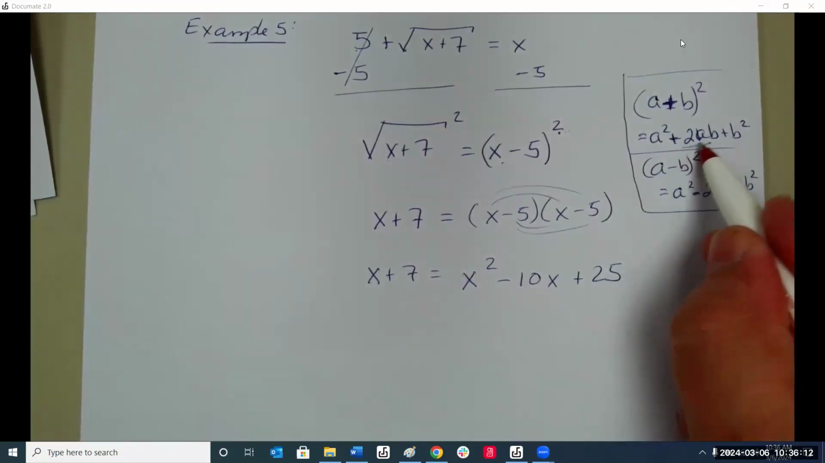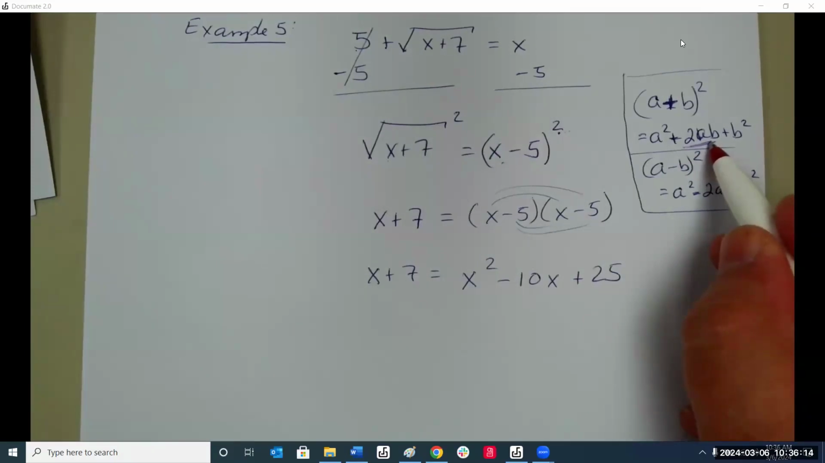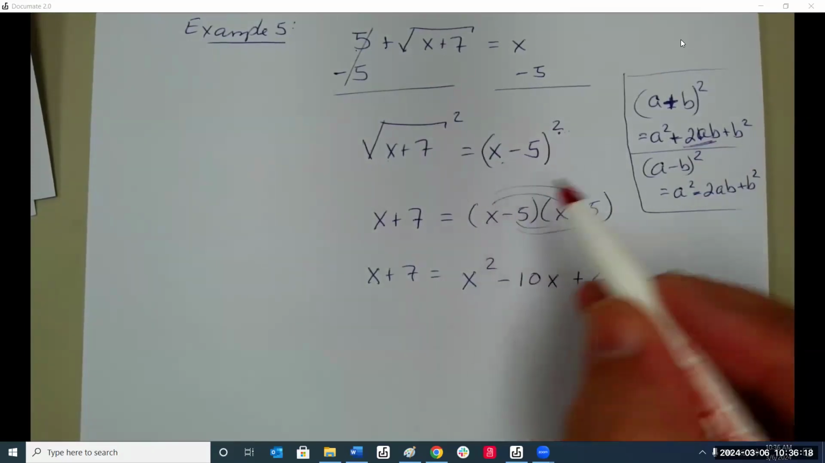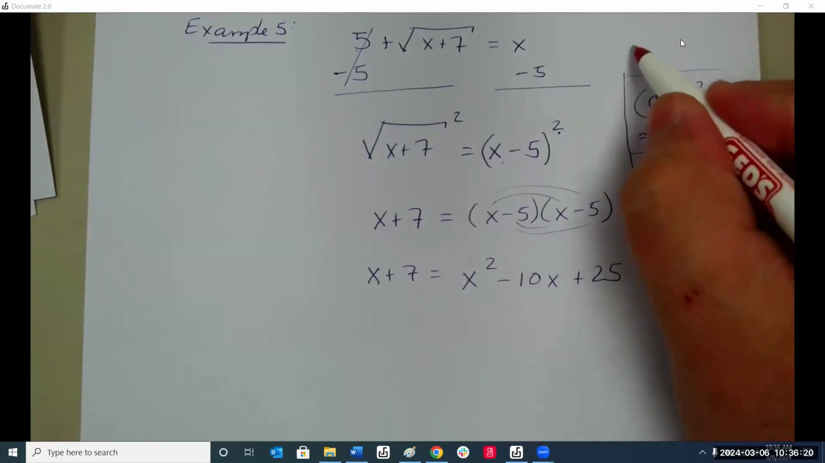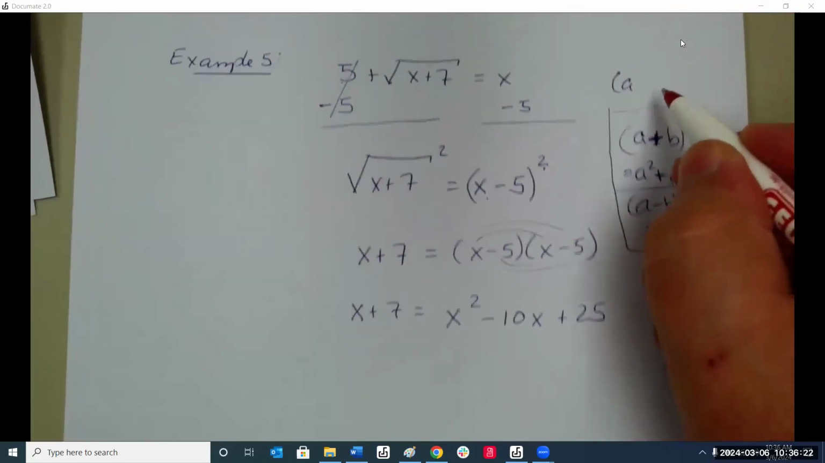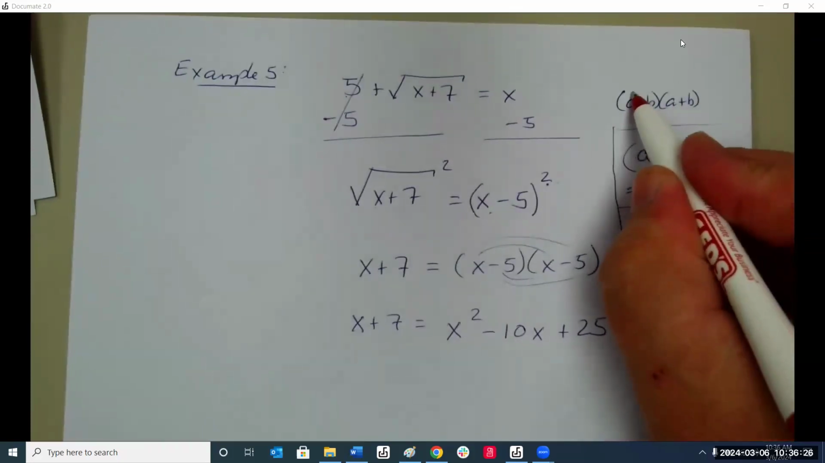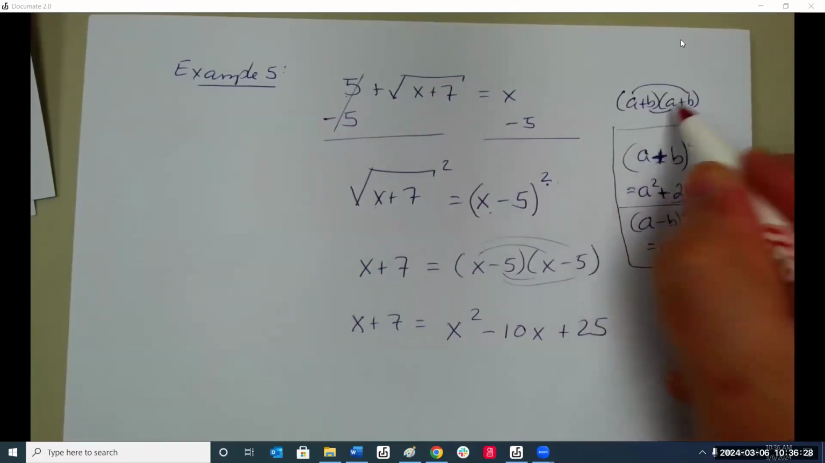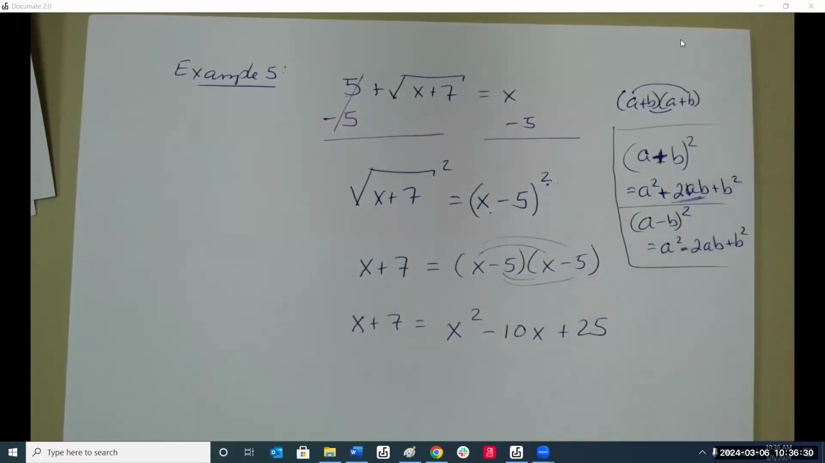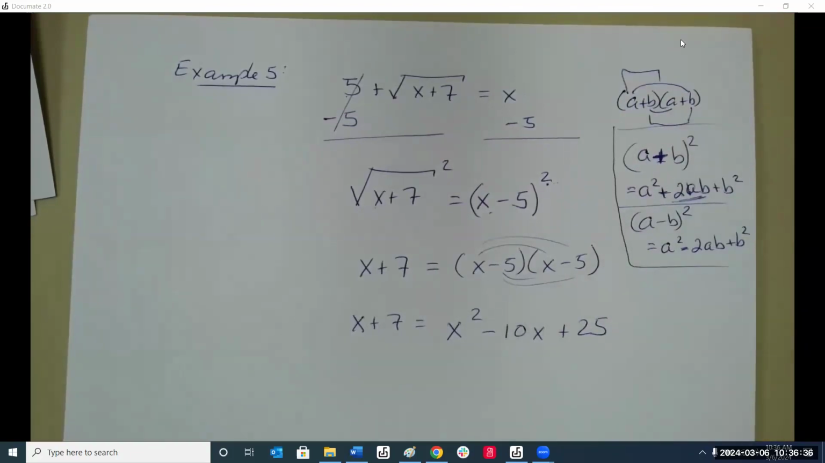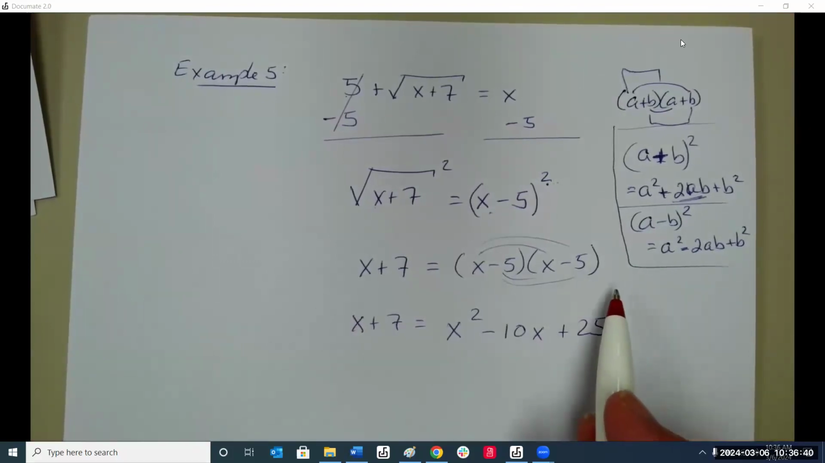Where does this 2ab come from? It comes from this. If we had a plus b times a plus b, ab, ab, that's where the 2ab comes from. And it's a times a, b times b. So that's a shortcut. If you don't see the shortcut, then FOIL it out. It's not going to hurt.